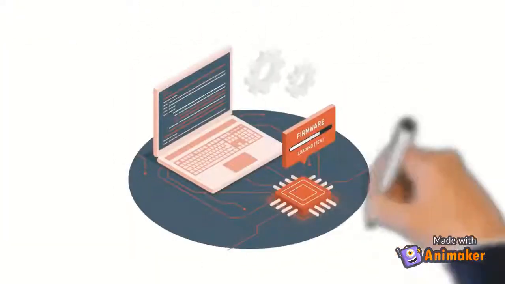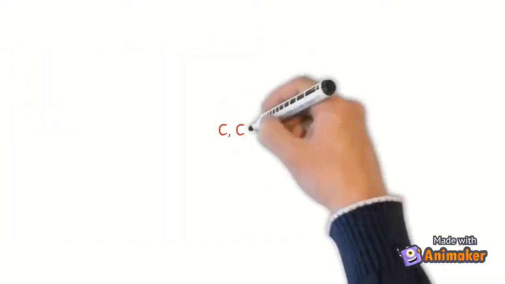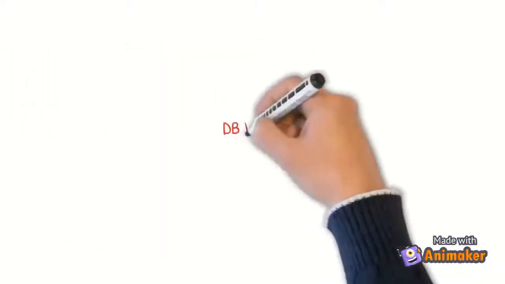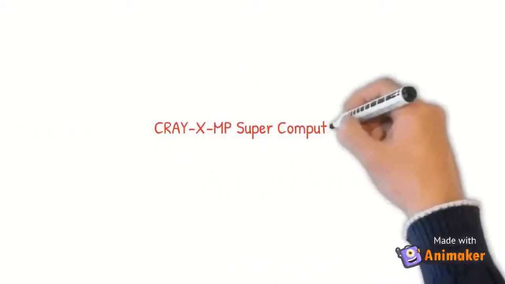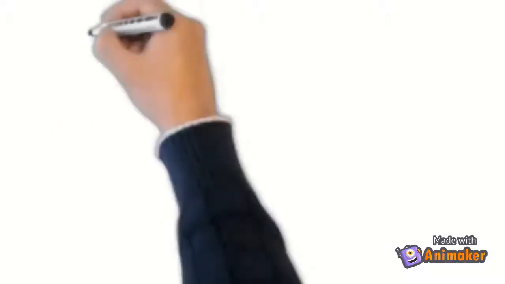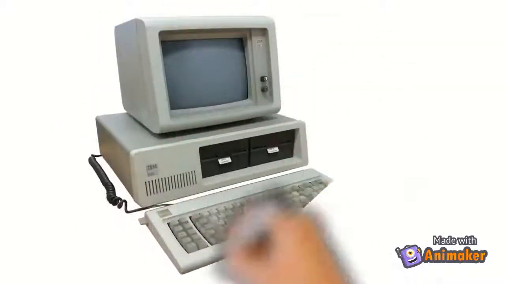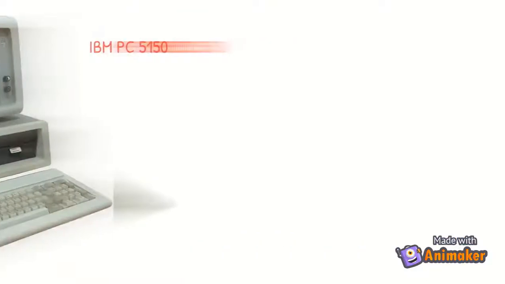These computers used a higher level and more complex computer languages as their inputs, like C, C++, DBase, etc. Examples are Star 1000, Cray XMP supercomputer, DEC 10, PDP 11, Cray 1. The first personal computer or PC developed by IBM belonged to this generation.